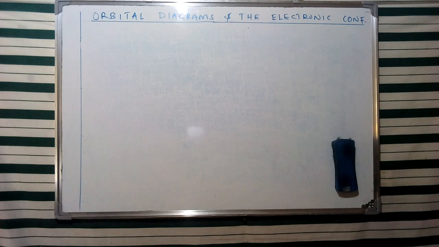In our discussion today, I'm going to look at the second part of orbital diagrams and electronic configuration. This is going to be particularly concerning the various rules that we're going to follow in trying to make these specific orbital diagrams.